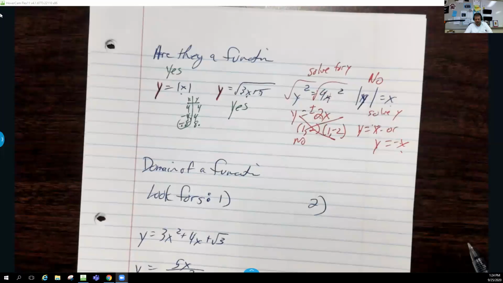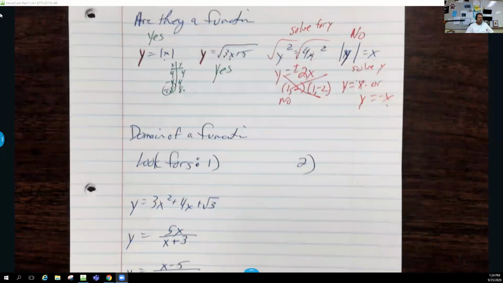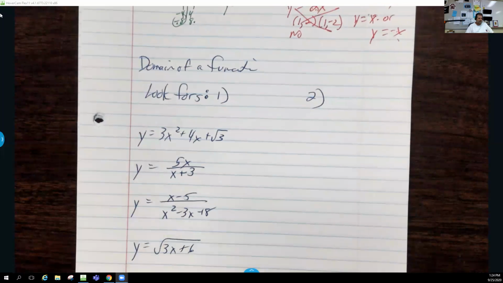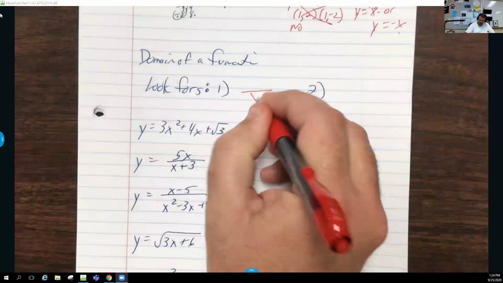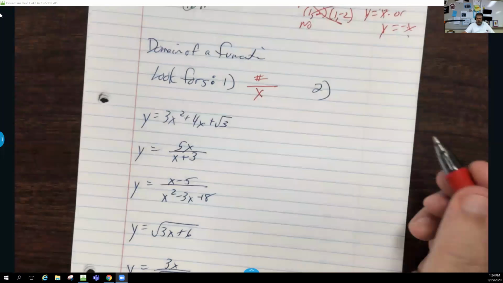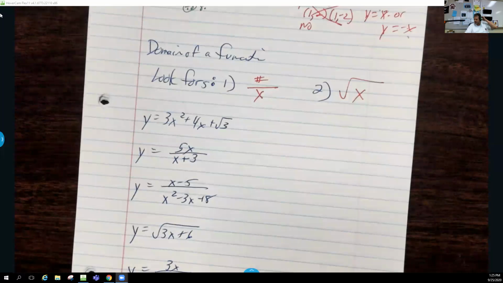Okay? All right, so that's a quick rundown on whether or not an equation is a function. So let's now talk about determining the domain of a function. So these are all functions, equations, and stuff. In general, to keep this short so you can understand, we're going to have two look-fors. One is if I have an x on the bottom, something on top, or if you have an x in a square root. Those are our two big things, okay?